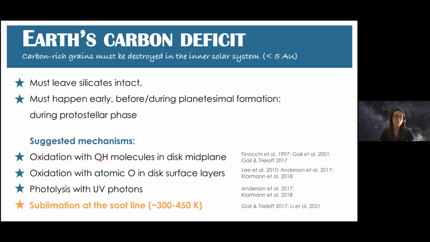So I'm going to talk about a different process, and that's the thermal sublimation of these grains at the so-called soot line, at temperatures of roughly 300 to 450 Kelvin. And I'm going to focus on what kind of chemical signatures we would expect if this process is actually happening, and whether we see those signatures.